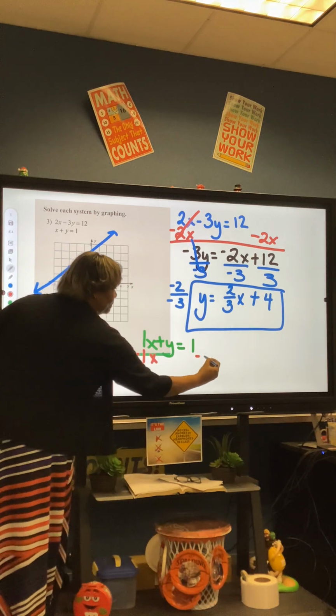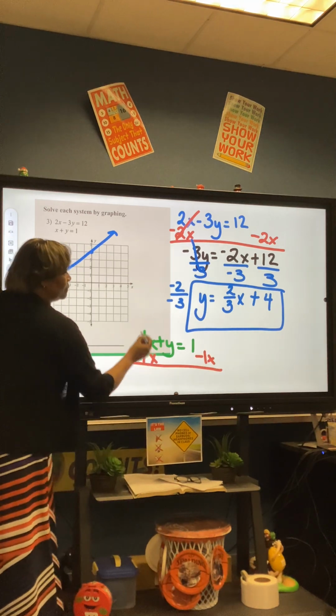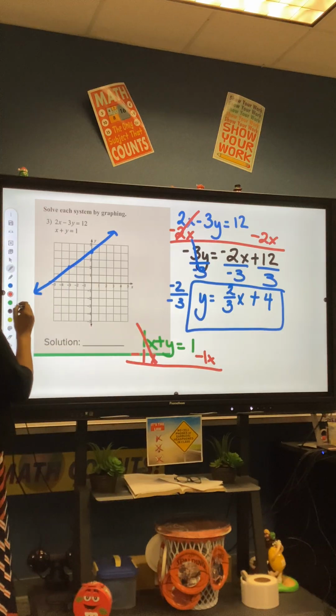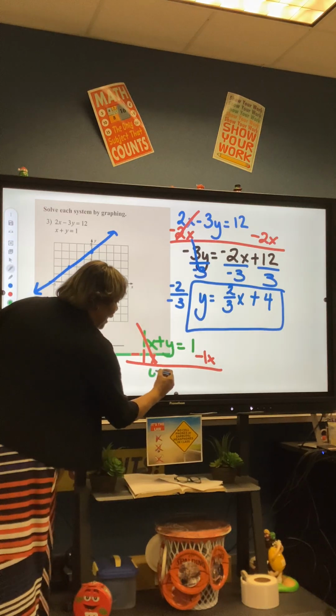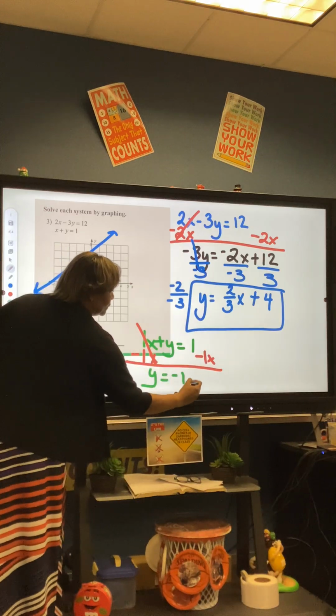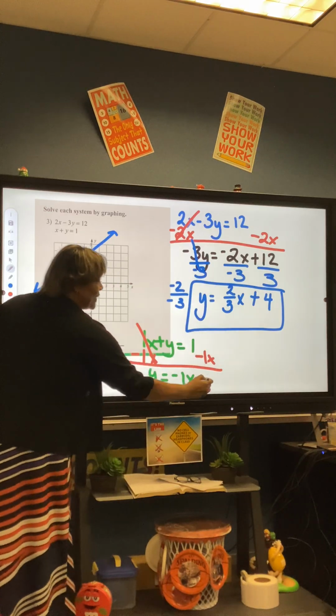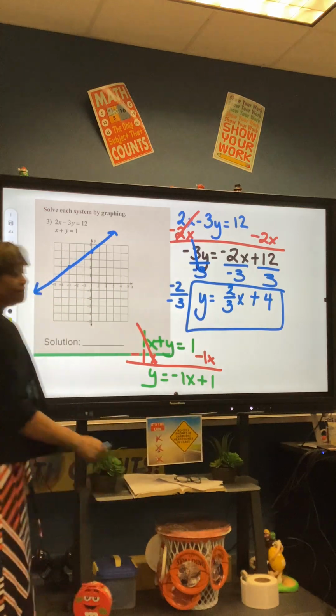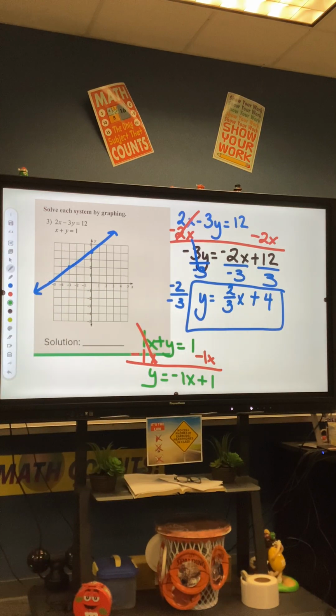First thing is, bring down the y. A negative 1x. 1 is positive, so that should be plus 1. For example, there's no x on this side. So that means the first thing we have to do is, so that's the positive.